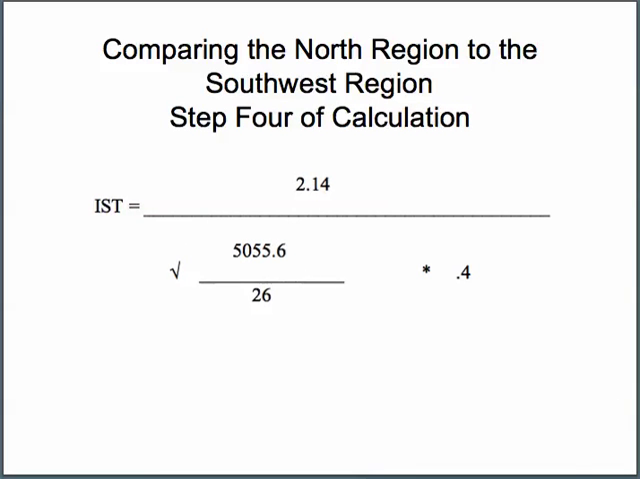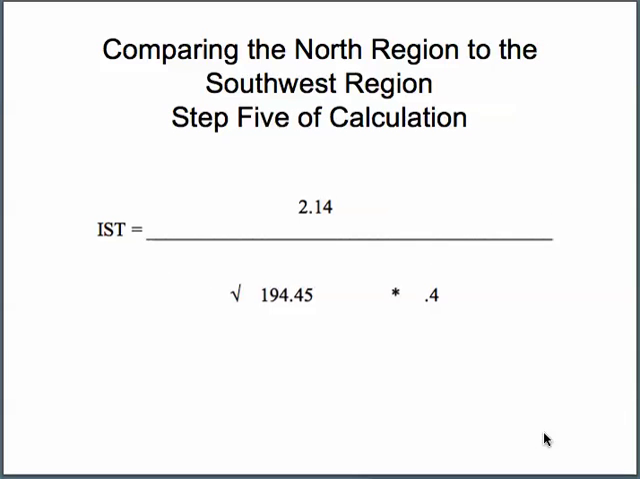Our fourth step again takes us to the denominator. On the lower left, 1317.9 multiplied by 3737.7 equals 5055.6. On the lower right, the square root of 0.16 equals 0.4. Our fifth step is again concentrating on the denominator. On the lower left, 5055.6 divided by 26 equals 194.45.